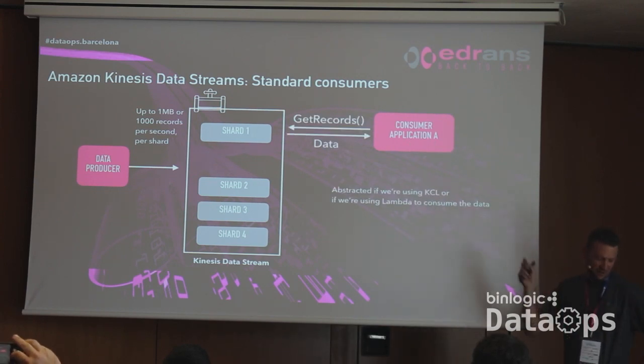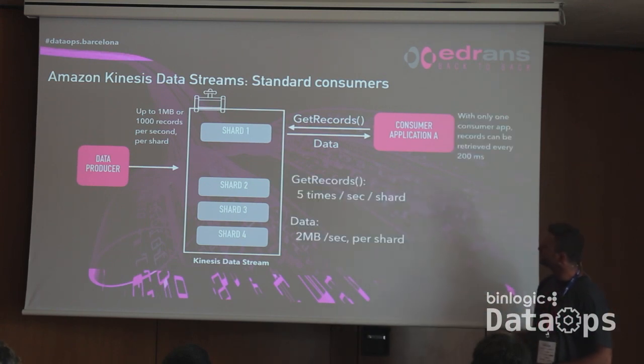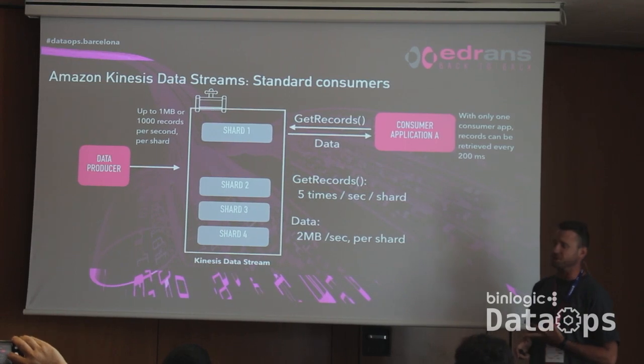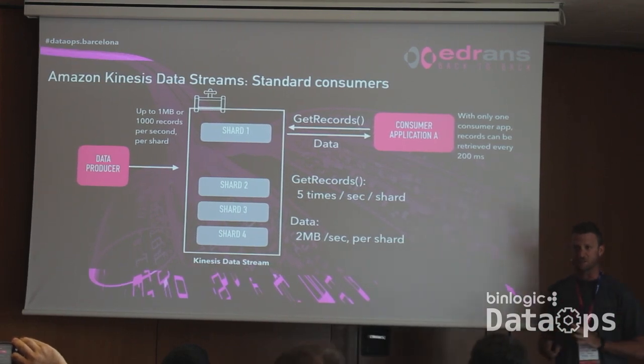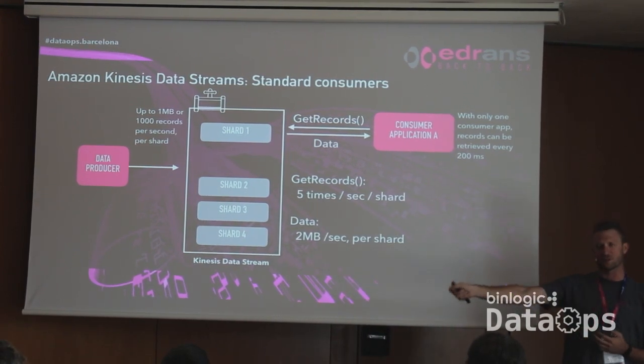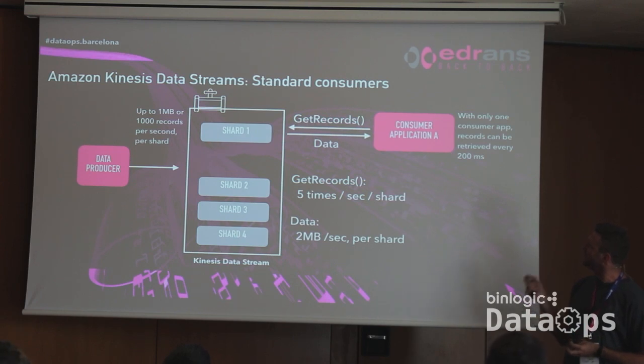So what's going on here? The get records call is made and the data is returned. And the get records call can only be made 5 times per second per shard. Also, that's a limitation and it cannot be changed. It's just an AWS limitation. Also, the data cannot be pulled from the stream to the consumer faster than 2 megabytes per second per shard. So that gives us that if we have, for example, a consumer application, the records can only be retrieved every 200 milliseconds.